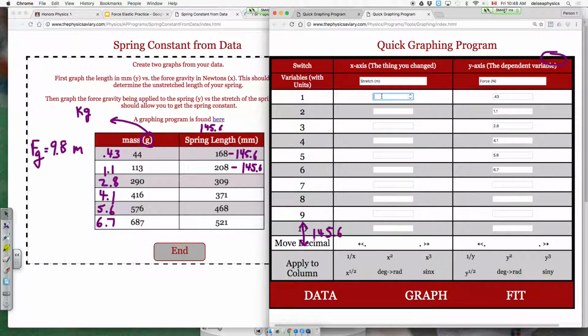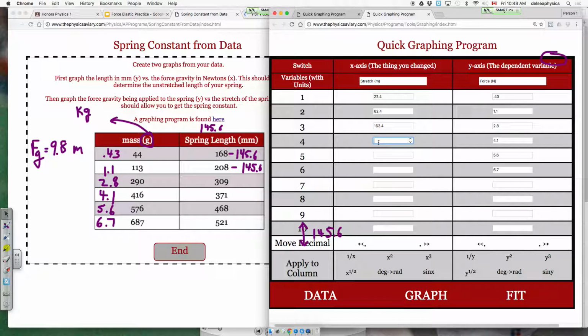So let me take a moment to do my calculations. The first one, 168 minus 145.6 will give me a stretch of 22.4 millimeters. Next one is 62.4 millimeters. And I know that I want them eventually in meters, but for now it's just much easier to subtract millimeters from millimeters.